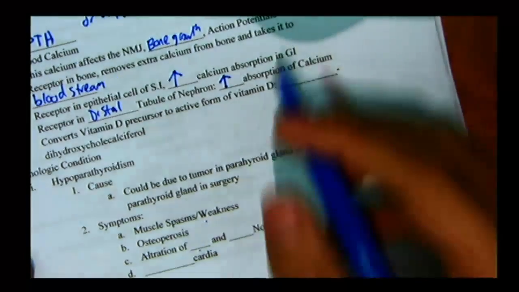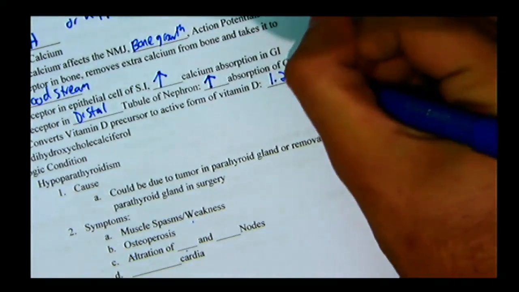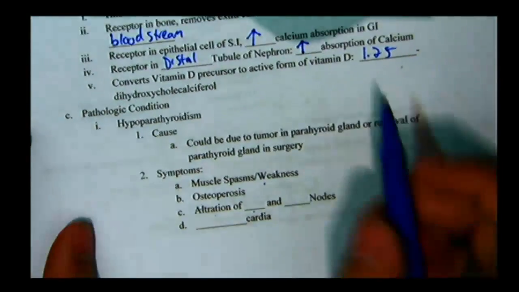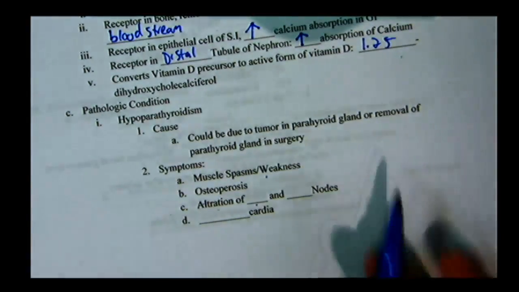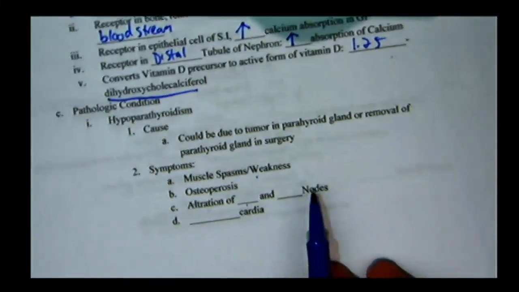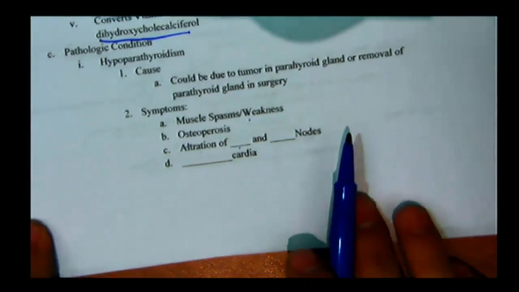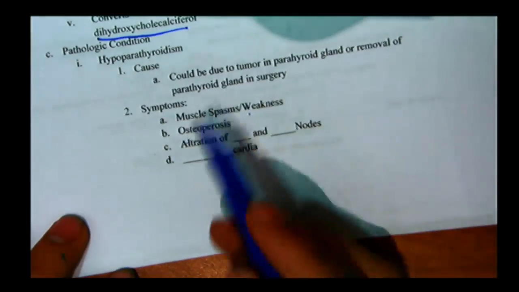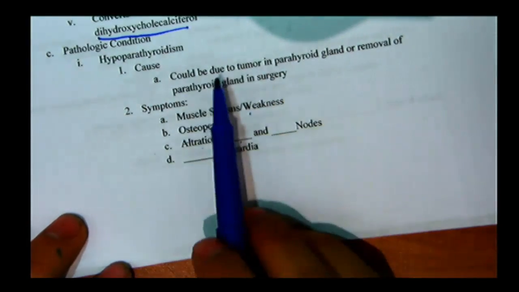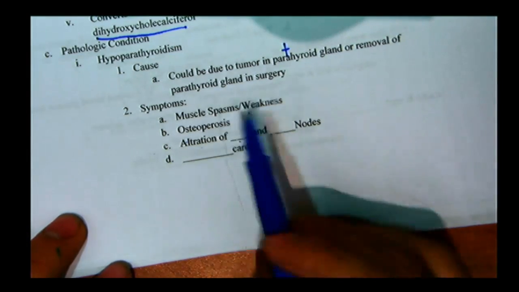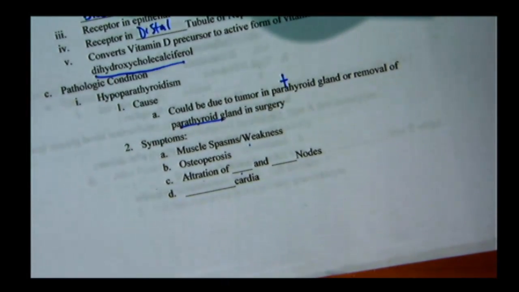Yeah. So now we have pathologic conditions of the parathyroid gland. So we have hypoparathyroidism. The cause could be a tumor in the parathyroid gland or removal of the parathyroid gland. Remember, if any gland is removed, it causes hyposecretion. So the symptoms: muscle spasms, weakness, osteoporosis. So why is there osteoporosis if you have a low amount of parathyroid hormone? Because it's not removing calcium from bone to send it to the bloodstream, right?